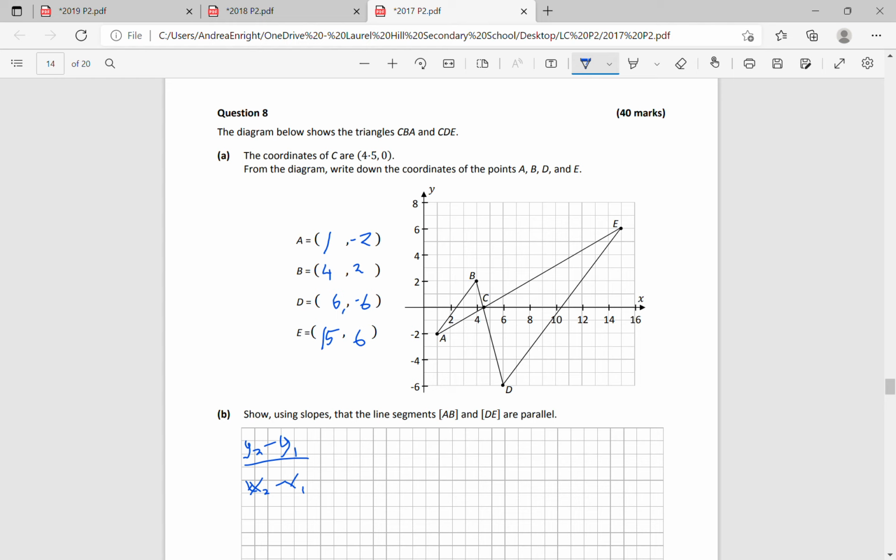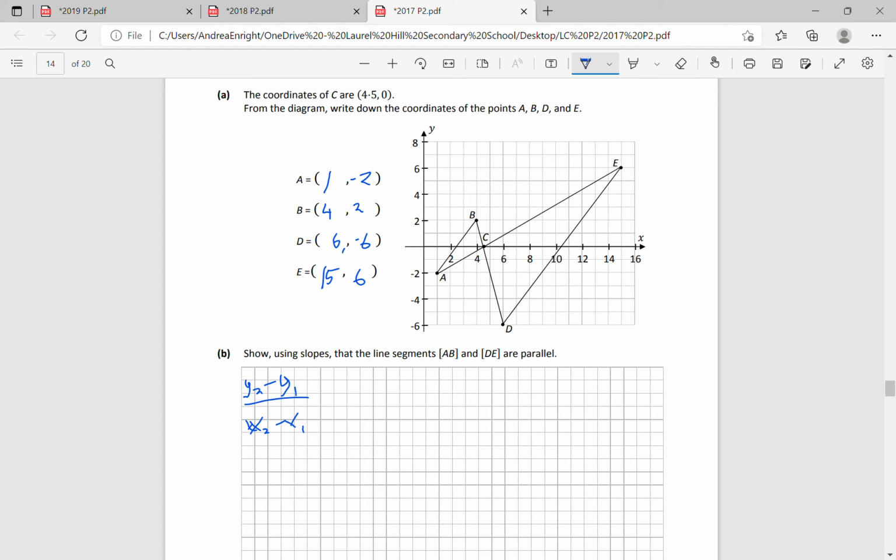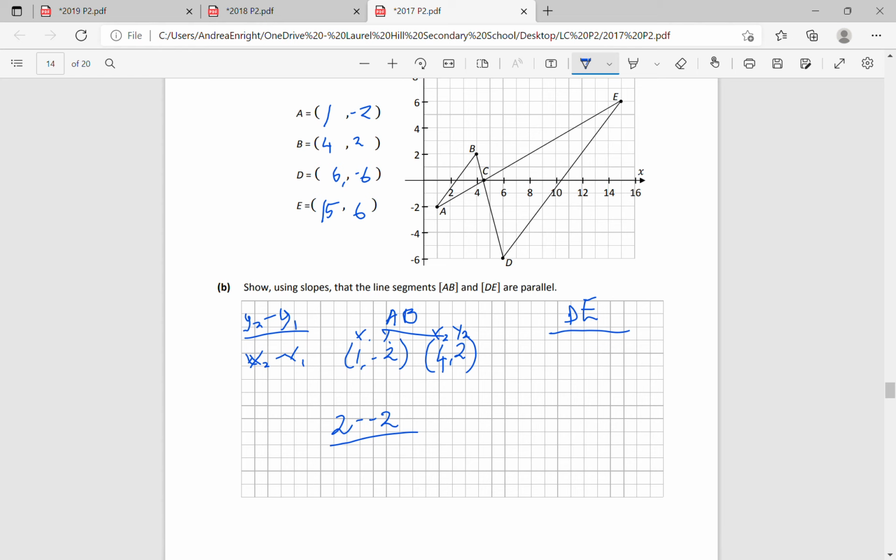Okay, then it says show using slopes that the line segments AB and DE are parallel. So you have to get the slope of AB and the slope of DE, and you should get the same answer, and that's how you prove they're parallel. So A and B is 1, -2 and B is 4, 2. So we call this x1, y1, x2, y2, and fill in: that would be 2 minus -2 all over x2, which is 4 minus 1, into the calculator. With that, 2 minuses give you a plus, so that would be 4 over 3.